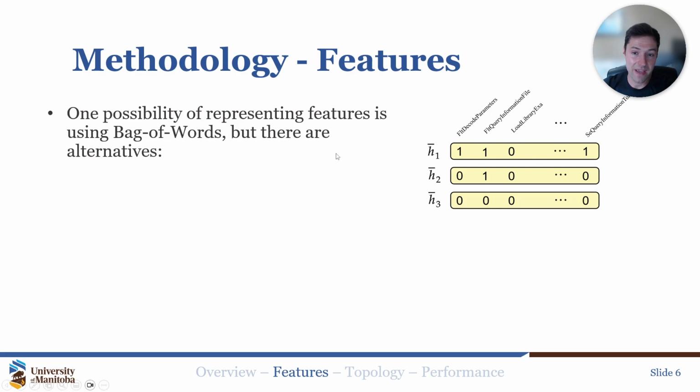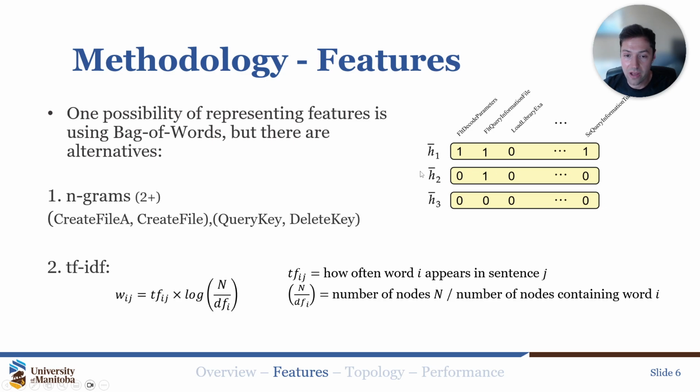One of the ways is called a bag of words. A bag of words just says if we have each node or process H sub 1, H sub 2, or H sub 3, if that particular node uses an API, we're going to assign it a 1, and if it doesn't, we're going to assign it a 0. That way you can map out which processes are using which APIs. But there are other alternatives, things like n-grams, which are the unique combinations of APIs in sequence.